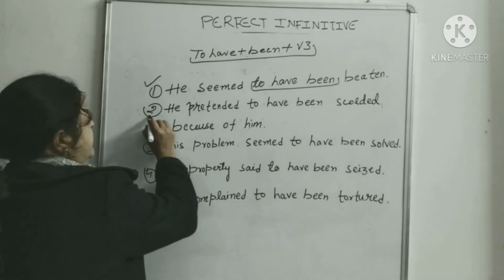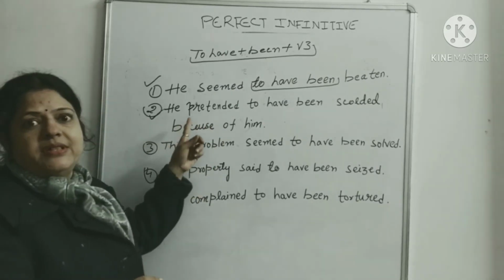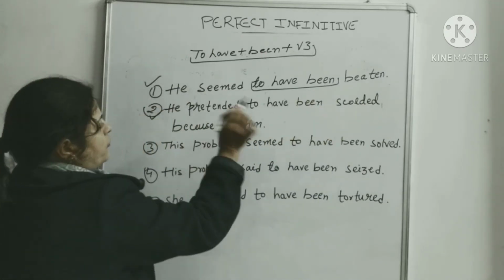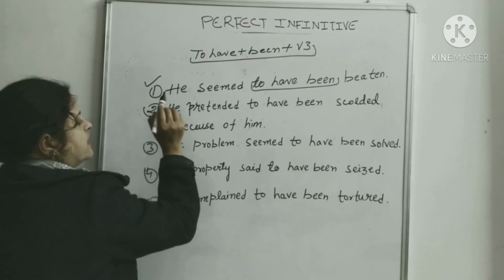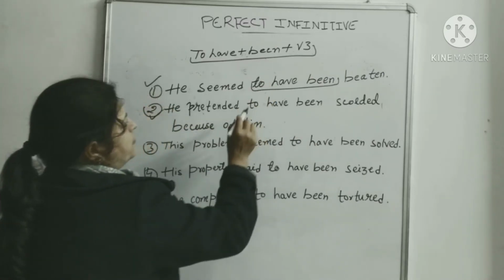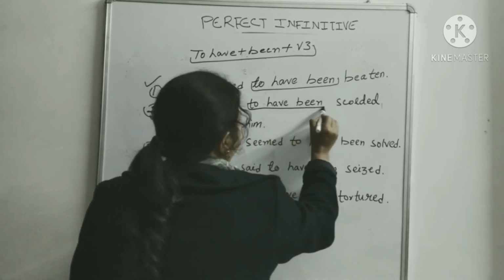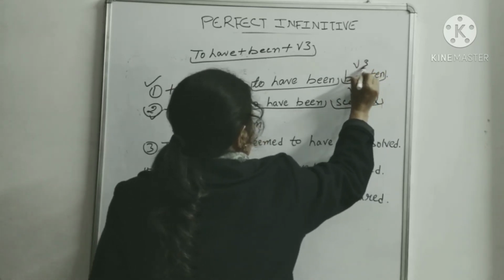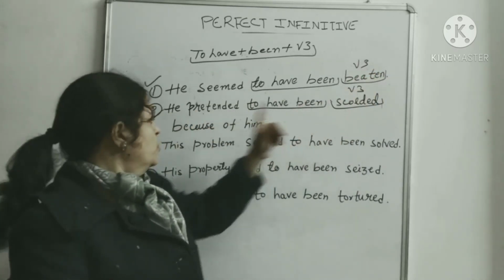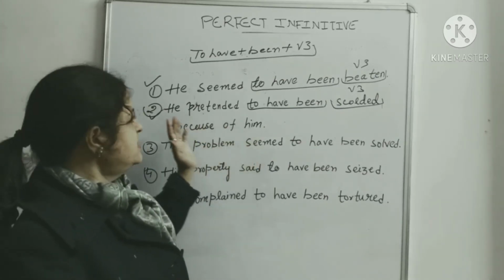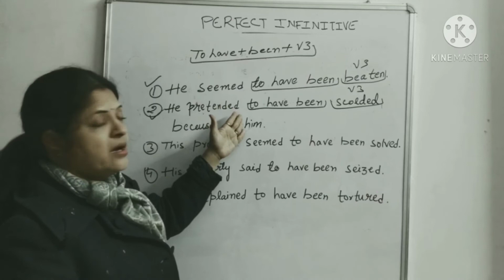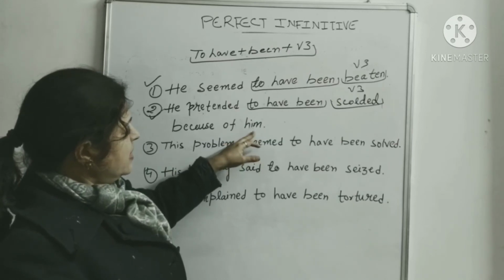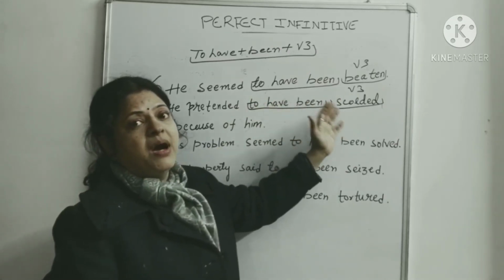Now the second one is he pretended. Pretended मतलब बहाना बनाया। Okay, he pretended to have been scolded because of him. He subject, pretended verb, then we have the formation of perfect infinitive, to have been, and this is called as V3. Okay, this is V3. So he pretended to have been scolded because of him. तो सेंटेंस का मीनिंग हिंदी में जाता है कि उसने बहाना बनाया, उसने प्रिटेंड किया कि उसके कारण उसे डांटे जाने का बहाना बनाया। अंडरस्टैंड?